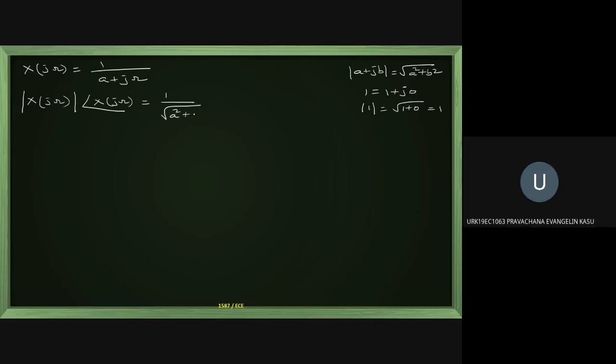So I had X of j omega is nothing but 1 by a plus j omega. Calculating the spectrum means I have to calculate the modulus of X of j omega and then the phase angle of X of j omega. If a plus jb is there, modulus is nothing but square root of a square plus b square. I will do it for numerator and denominator separately. Numerator 1 means it is 1 plus j0. Imaginary part is 0, so modulus is square root of 1 square plus 0 square, and it is 1 only. So numerator magnitude is 1 and denominator magnitude is square root of a square plus omega square.